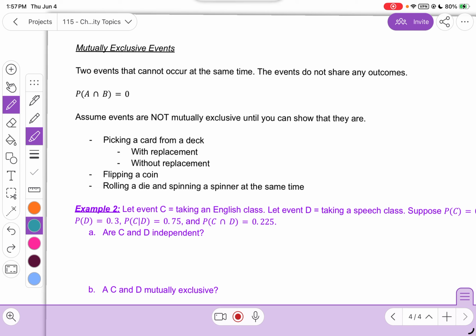All right, so when you flip a coin, you can't get heads and tails. Those are mutually exclusive. When you roll a die and spin a spinner, if the spinners are colors and the dice are numbers, they'd be mutually exclusive. If the die has numbers and the spinner has numbers and they have the same numbers, then they would not be mutually exclusive.